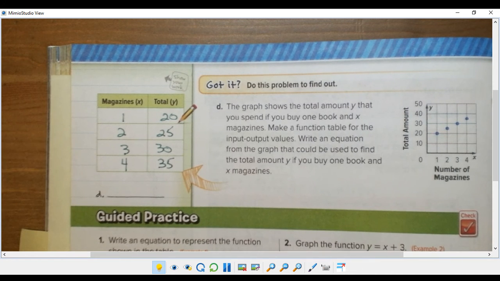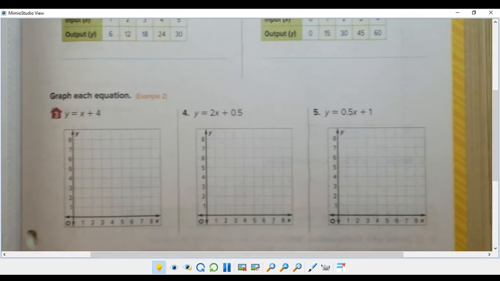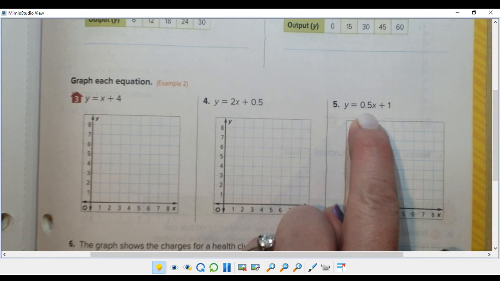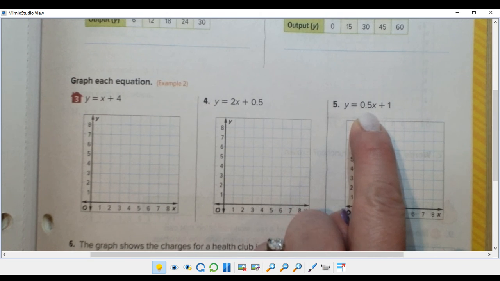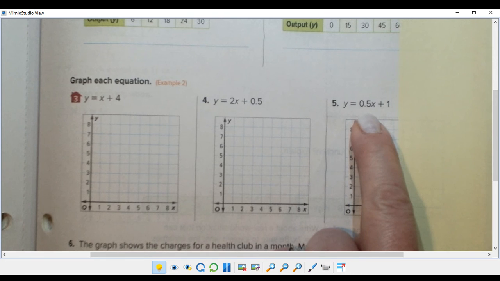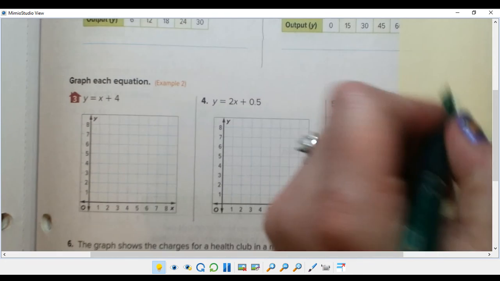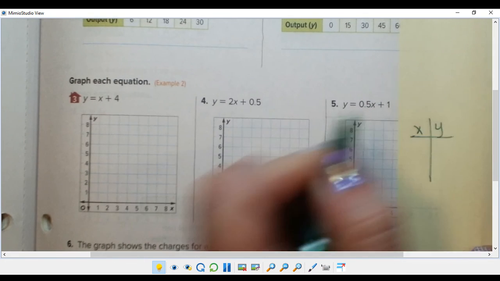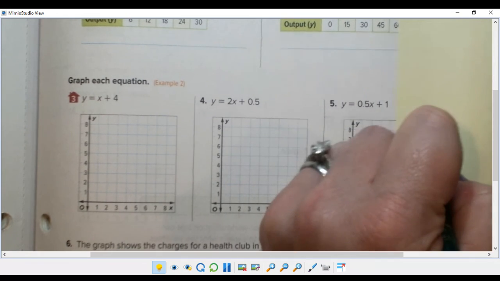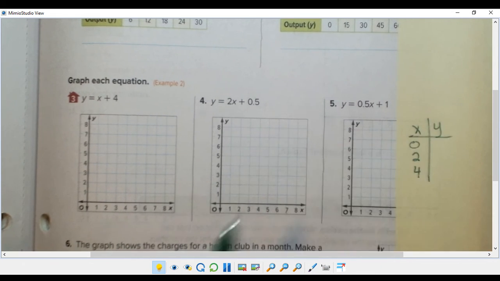Now, one other thing I wanted to talk about. If you're given something like this, we know that 0.5 is a half. You're allowed to pick any numbers that you want for your X. You might want to not torture yourself and pick numbers that are going to cut in half nicely for a situation like this. Okay, so instead of doing my normal 0, 1, 2, I might pick 0, 2, 4.